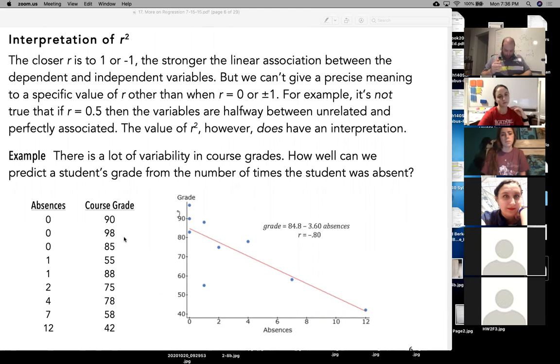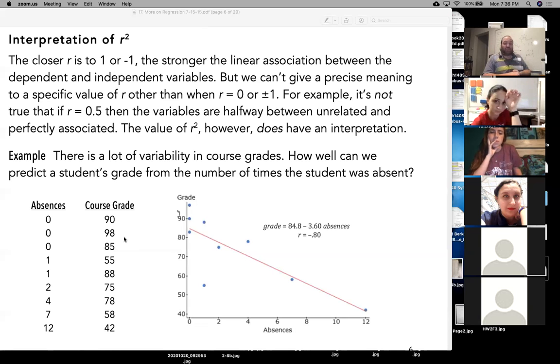In our case, we got 0.64. Well, doesn't it say r equals? Yeah, they did it for us. They got r equals negative 0.8. That's the correlation. So r squared is negative 0.8 squared, which is 0.64. 0.8 times 0.8 is 0.64. So the negatives make a positive.